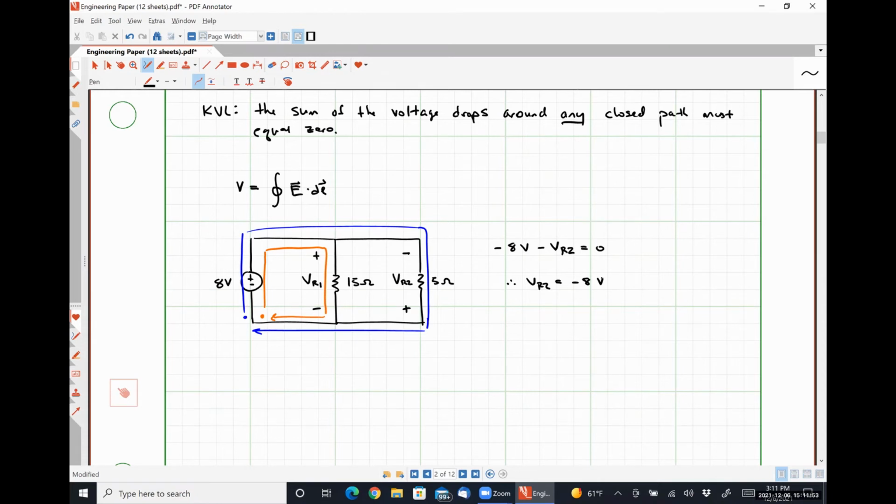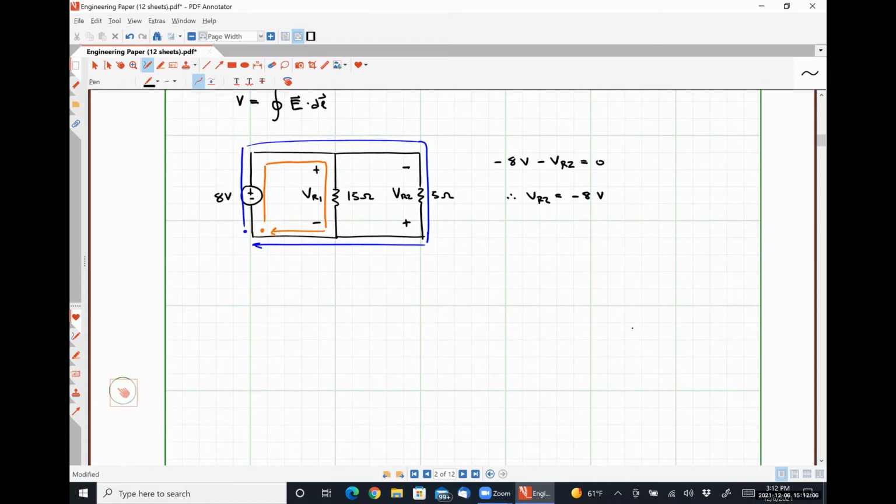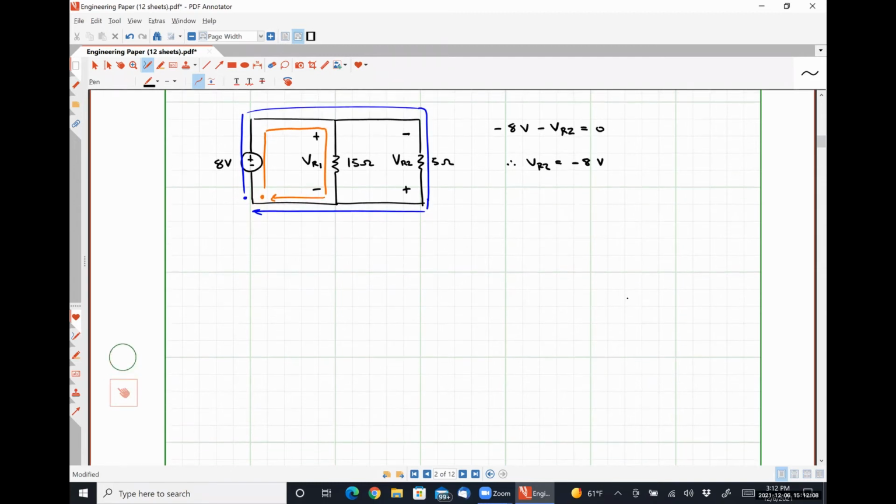So let's talk about ways in which Kirchhoff's voltage law can be applied. All right. Let's say that we have the following circuit.